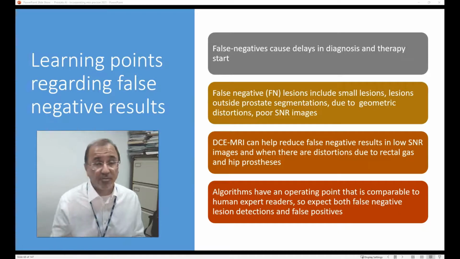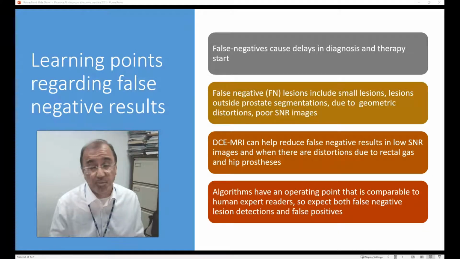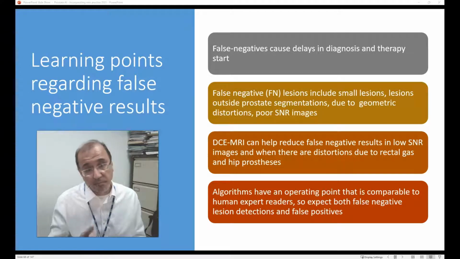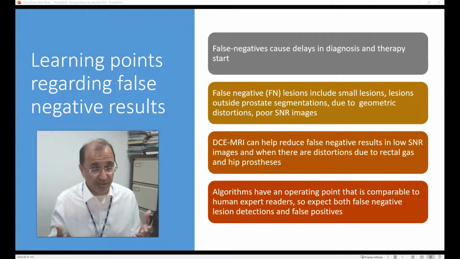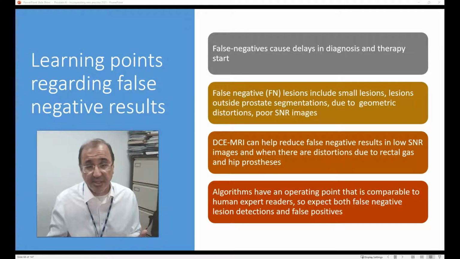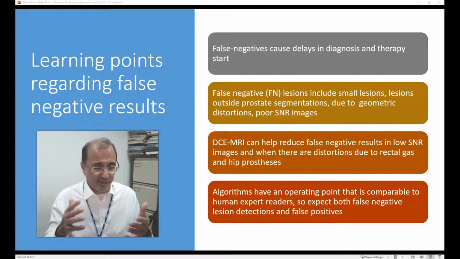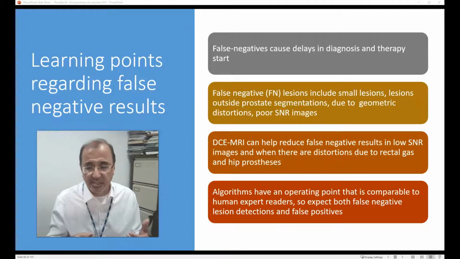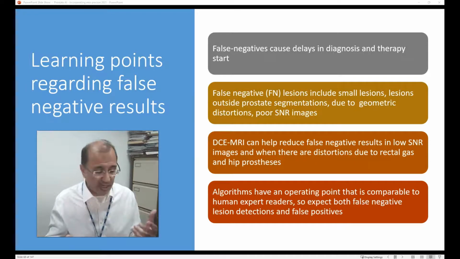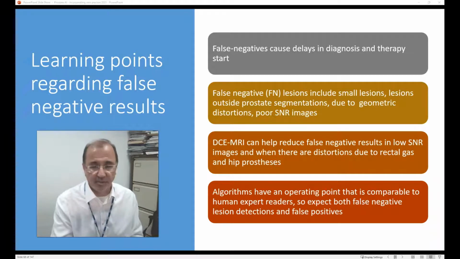DCE can be helpful in reducing false negative results, particularly in low SNR situations or when there are distortions due to hip joint prostheses and rectal gas. But most importantly, you need to remember that AI algorithms have an operating point that is supposed to be like human expert readers. Just as humans make mistakes, and I've shown you a couple of humans that made mistakes, so we can expect the AI to have both false negative as well as false positive results.